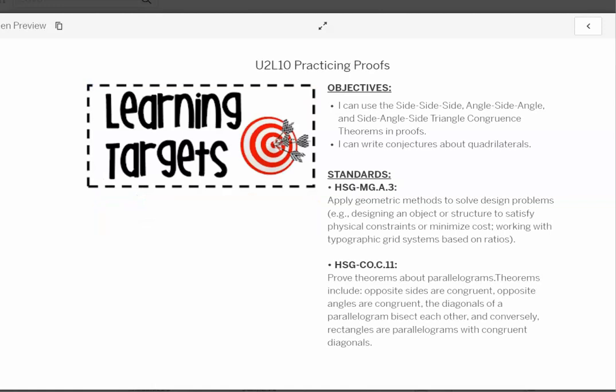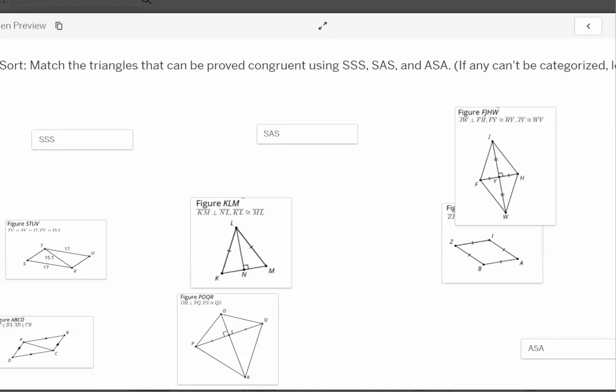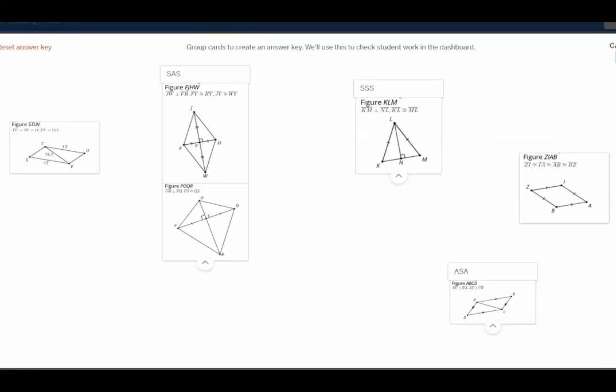Okay, let's go on to number 5. So this slide is just telling us the objectives, we're going to be working on all 3 of these today: side, side, side, angle, angle, and side, angle, side. All right, so we have a card sort match here, and if you want to go ahead and pause right now, you can pause, and then you can do these yourself. So pause, and when you come back, you can check them. Okay, so these are the correct answers for the card sort. So you can check your answers.